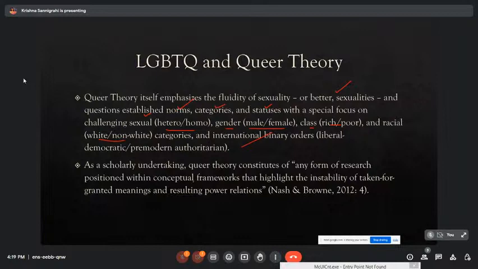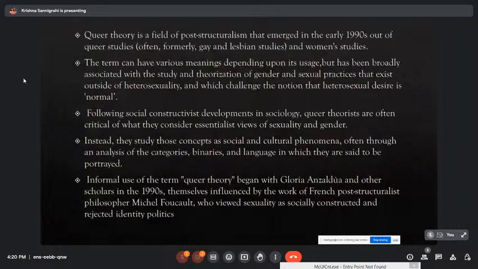As a scholarly undertaking, queer theory constitutes any form of research positioned within conceptual frameworks that highlight the instability of taken for granted meanings and resulting power equations. So this taken for granted meaning is about gender, and how we have already considered that there is a binary in it of male and female, and we are not considering any other scope of gender there. So queer theory is a field of post-structuralism that emerged in the early 1990s out of queer studies, often known like gay and lesbian studies and women's studies. The term can have various meanings depending upon its usage, but has been broadly associated with what? With the study and theorization of gender and sexual practices that exist outside of heterosexuality, that is the heterosexuality which is accepted as the norm.